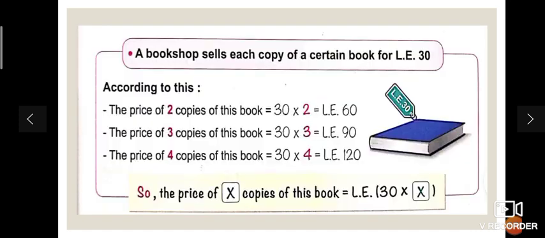The constant and variable. Here, a bookshop sells a certain book for 30 pounds, okay? One book equals 30 pounds. Two copies of the book equal 30 times 2 equals 60. Three copies of the book equal 30 times 3 equals 90. Four copies of the book equal 30 times 4 equals 120.